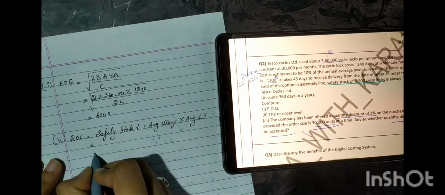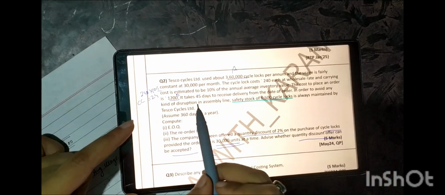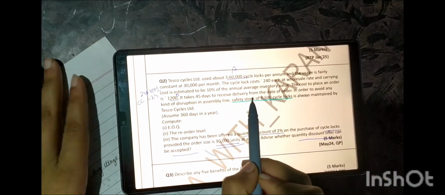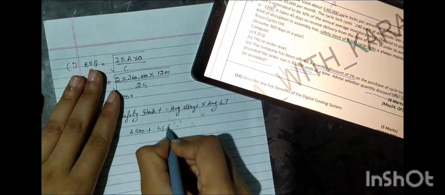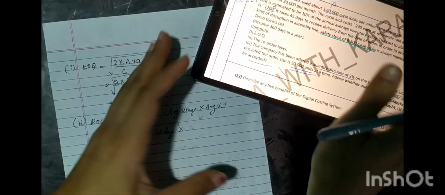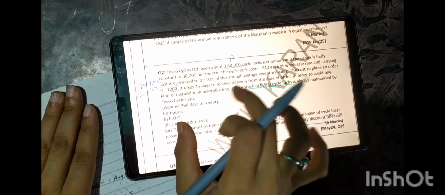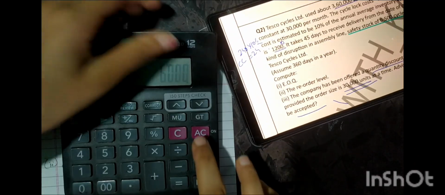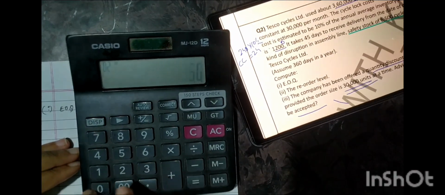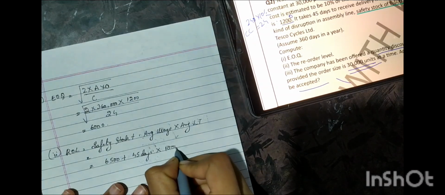So safety stock is 6,500 plus average usage. It takes 45 days to receive delivery from date of order. So average lead time is 45 days into average usage. What is average usage? Average usage is 3,60,000 cycles, and how many days are there? 360 days. So 3,60,000 upon 360, it is 1,000. So average usage is 1,000 cycle locks.